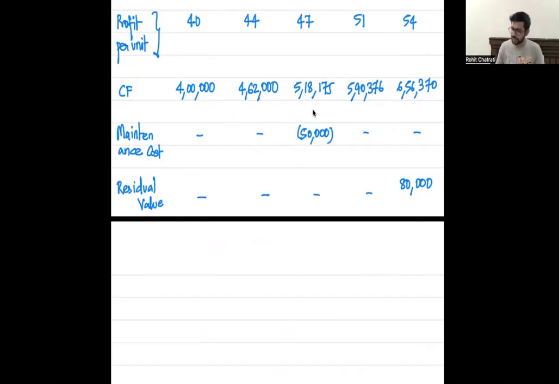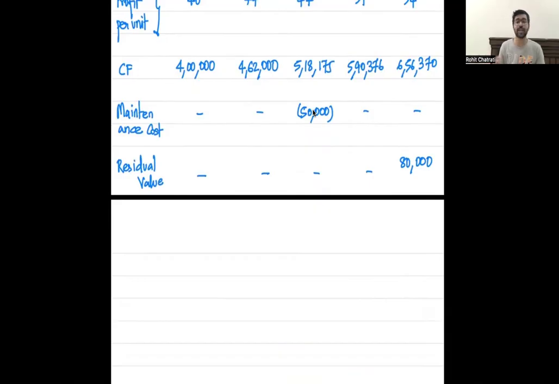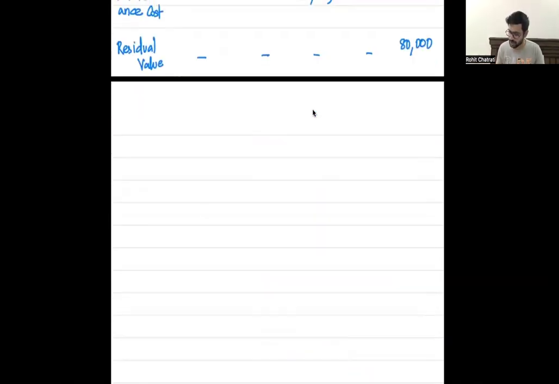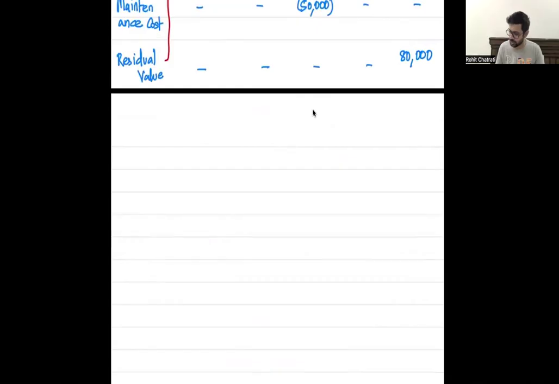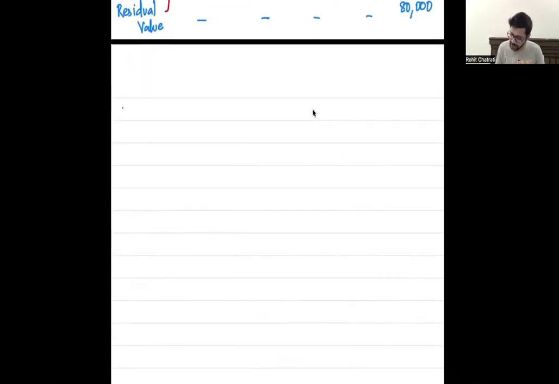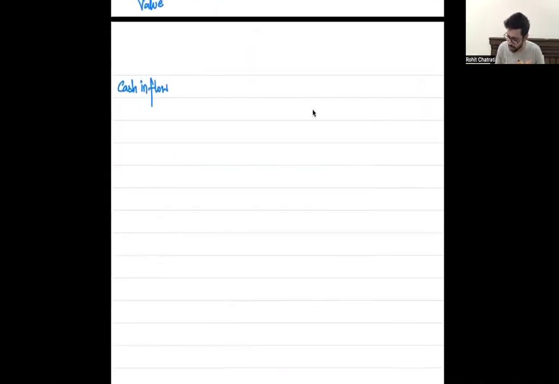All right, so finally we have plotted the cash flows, we've plotted the maintenance cost, and we have plotted the residual value. So let's take the sum total of all these three values for all the years. That will be the cash flow for VIU purposes. Therefore, cash inflows will finally be equal to, for the first year, 4 lakh because there is no other. Let me actually do one thing.